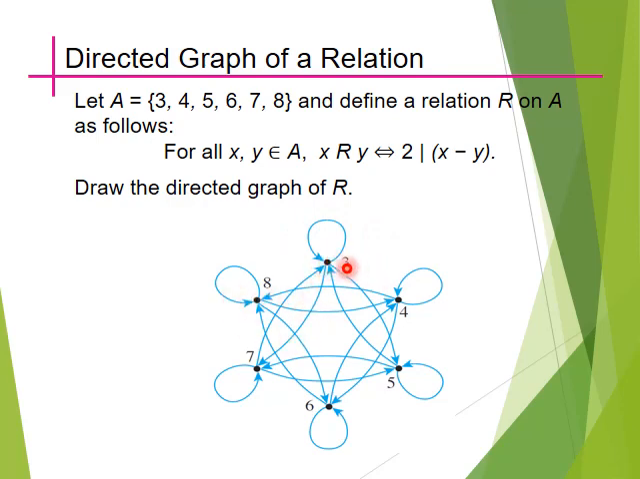Similarly, all those elements which are related with each other, we have drawn arrows from 3 to 5 and then 5 to 3, 3 to 7 and then 7 to 3, 8 to 4 and then 4 to 8, and then 4 to 6, and then 6 to 4, 6 to 8, and then 8 to 6 and so on. All the relation elements are shown in this directed graph.